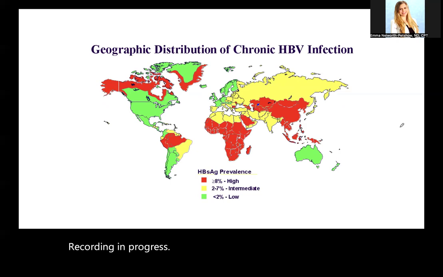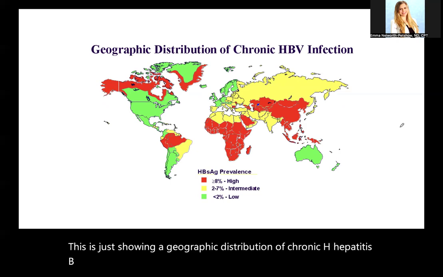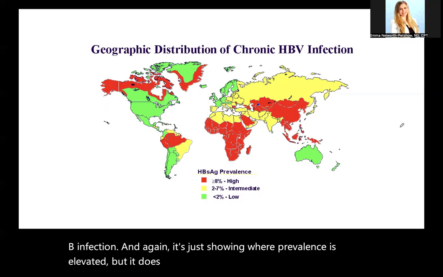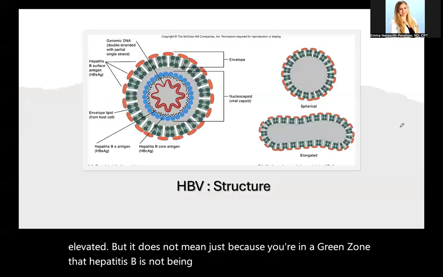This is just showing a geographic distribution of chronic hepatitis B infection. And again, it's just showing where prevalence is elevated. But it does not mean just because you're in a green zone that hepatitis B is not being spread.